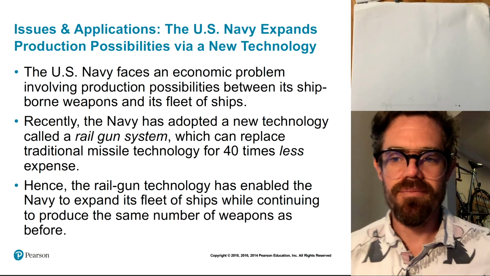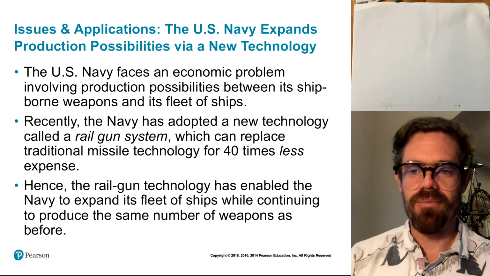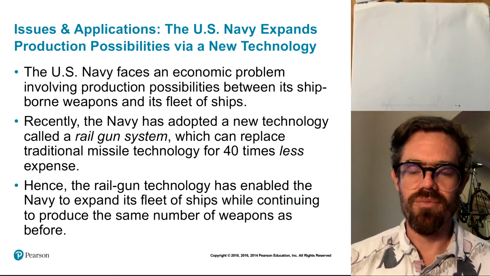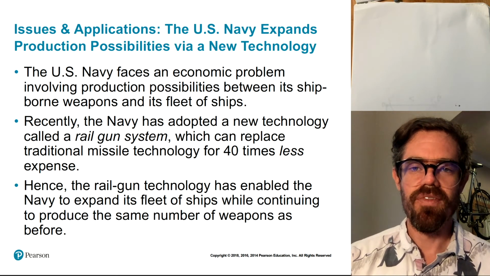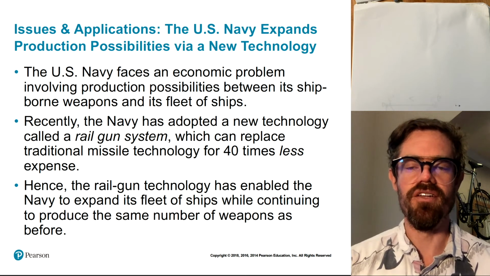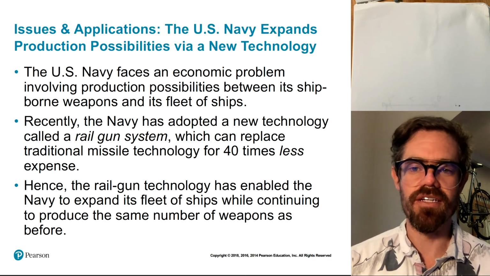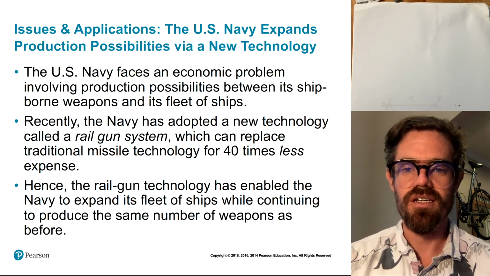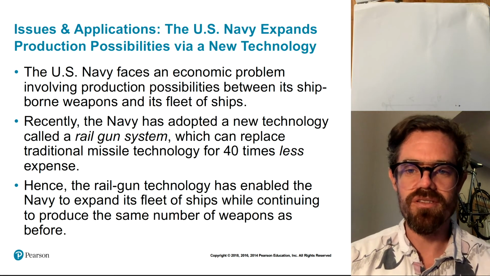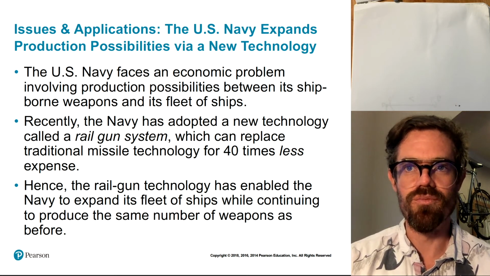All right, now let's also, in wrapping up this chapter, go back to our Navy example with missiles and ships. So hopefully now you can see how we can use our new PPC model in analyzing this problem. The Navy faces this problem involving production possibility between missiles, shipborne weapons, and its fleet of ships. There's a trade-off. If it wants more missiles, it has to produce fewer ships or replace fewer ships.